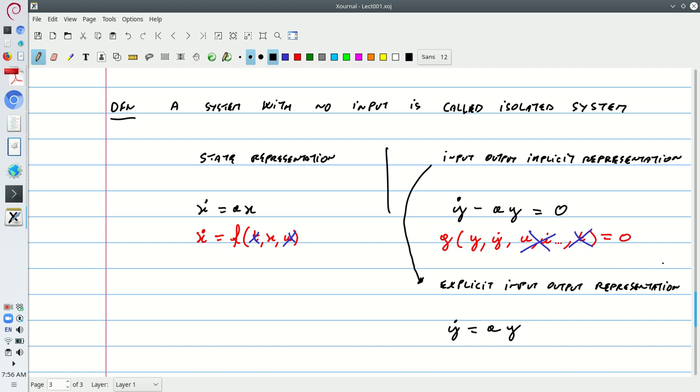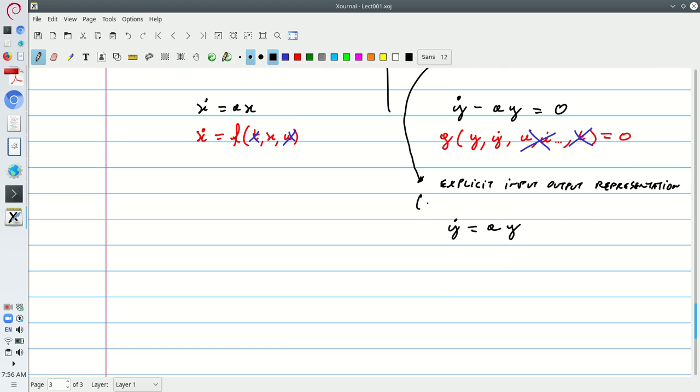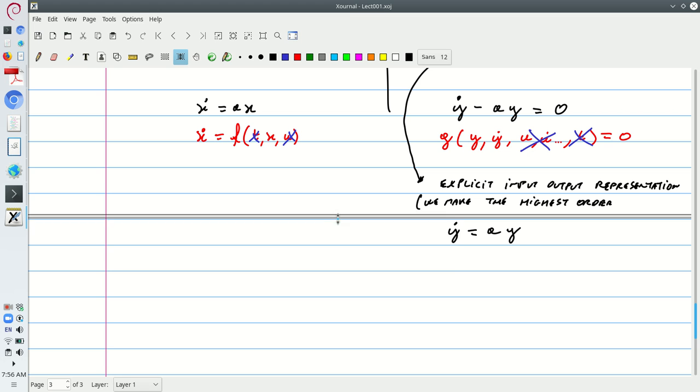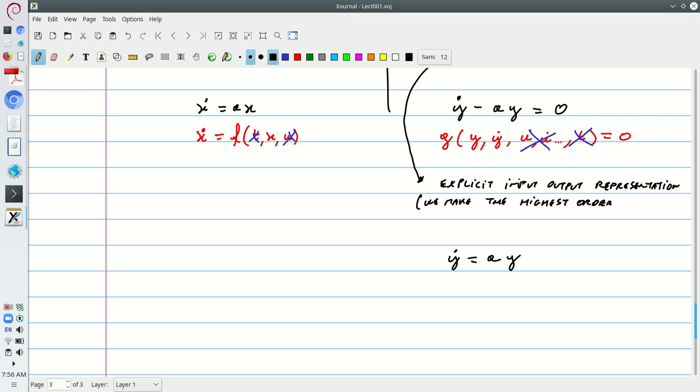Ay. So in other words, we make the highest order derivative of y, the output, a function of all the other variables.